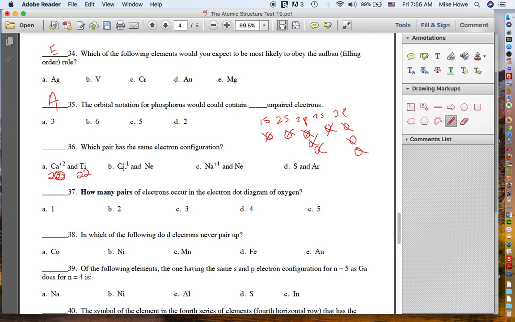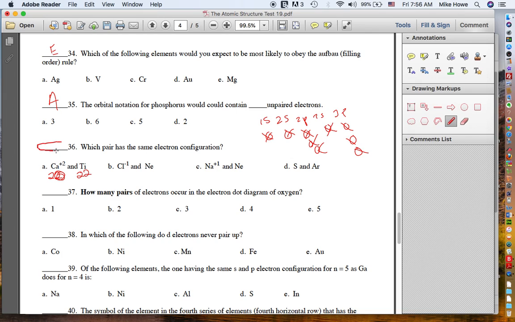Chlorine's -1, and neon is... so chlorine -1 means it has 18 electrons, because normally chlorine has 17. Neon has 10, so 18 and 10 are not equal. Sodium normally has 11, and neon normally has 10. The +1 charge means that the sodium has lost an electron, now it has 10, so they're equal. So the answer to 36 is C.